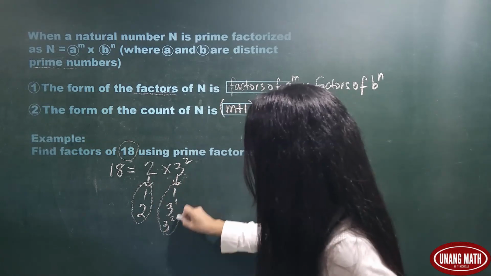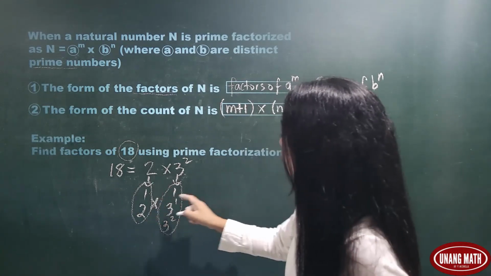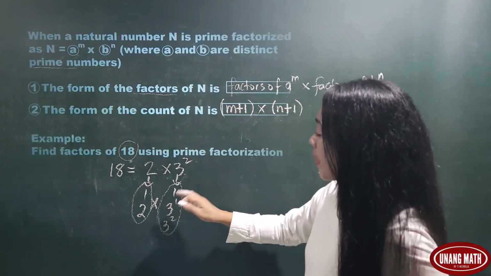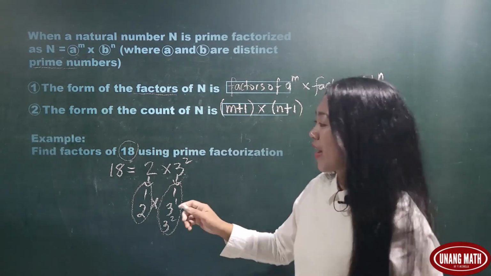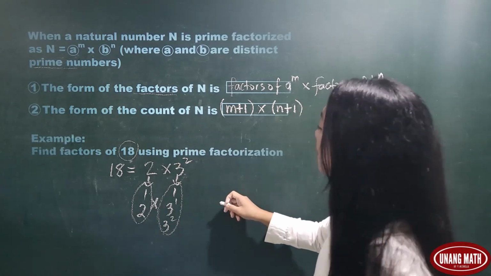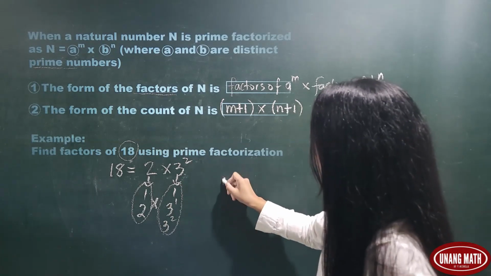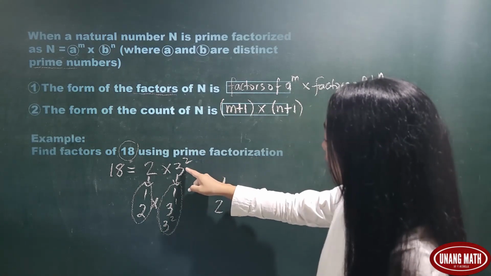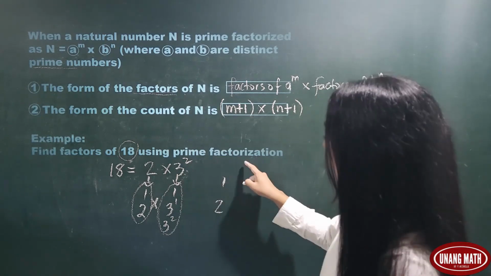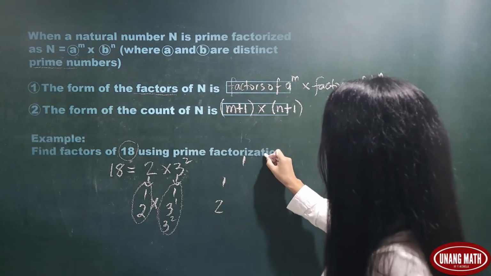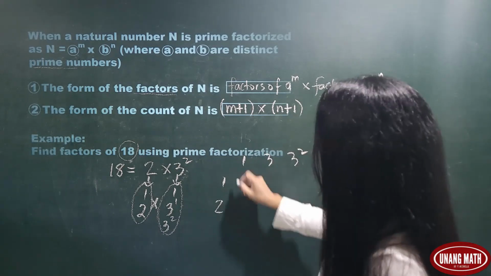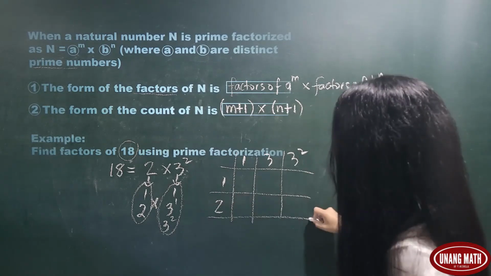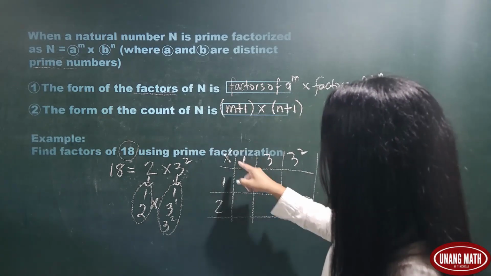Okay, we need to multiply all these factors together so we can find all the factors of 18. To make sure that we can list all the factors of 18, we'll make a table. All the factors of 2, we will write vertically. All the factors of 3 squared horizontally. So 1, 3, and 3 squared. Okay, we will multiply all these numbers together.